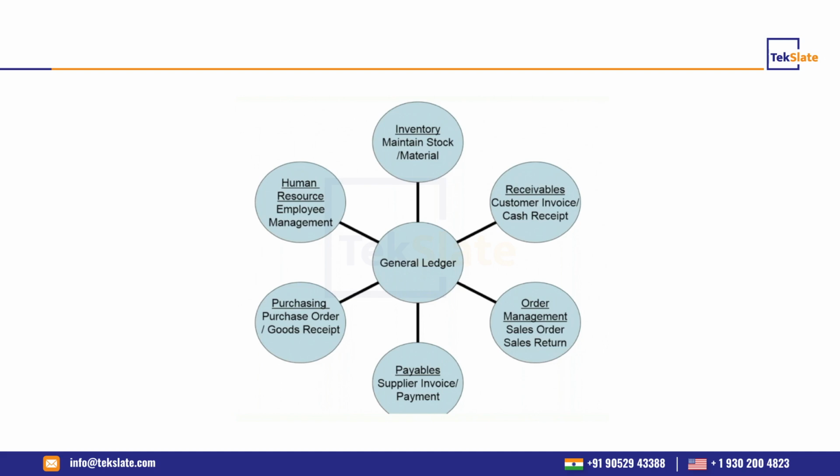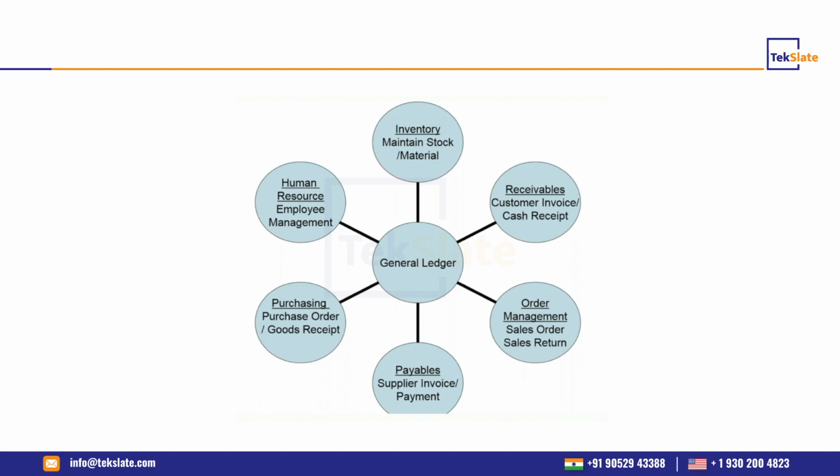In the purchasing module, we create a purchase order. In the payables module, we make the payment. Order management is to book the sales. Receivables is to receive the funds. Inventory is to store the items. And human resources is to manage employees, starting from recruiting till retirement. In these various modules, you record your business data.